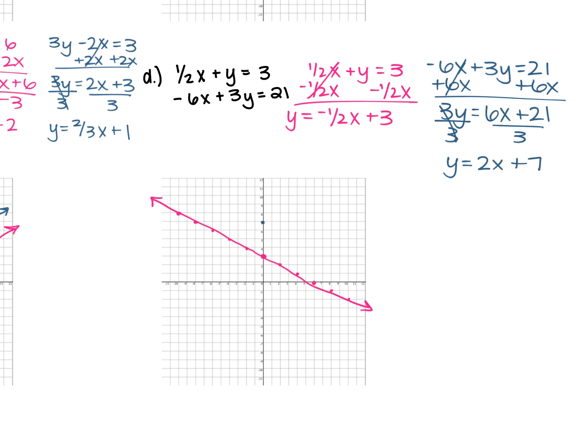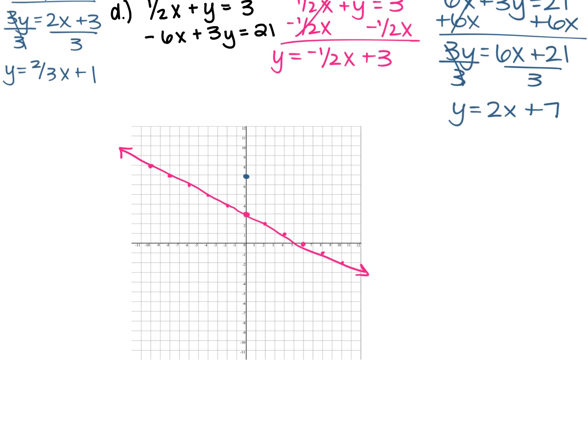So your 7 starts us off on your y-axis. Then we're going to go up 2 and to the right 1, up 2 to the right 1. We can also go down 2 and to the left 1, down 2 to the left 1. So this one is going to give us the line that looks like this. We're going to look to see where these two lines intersect.